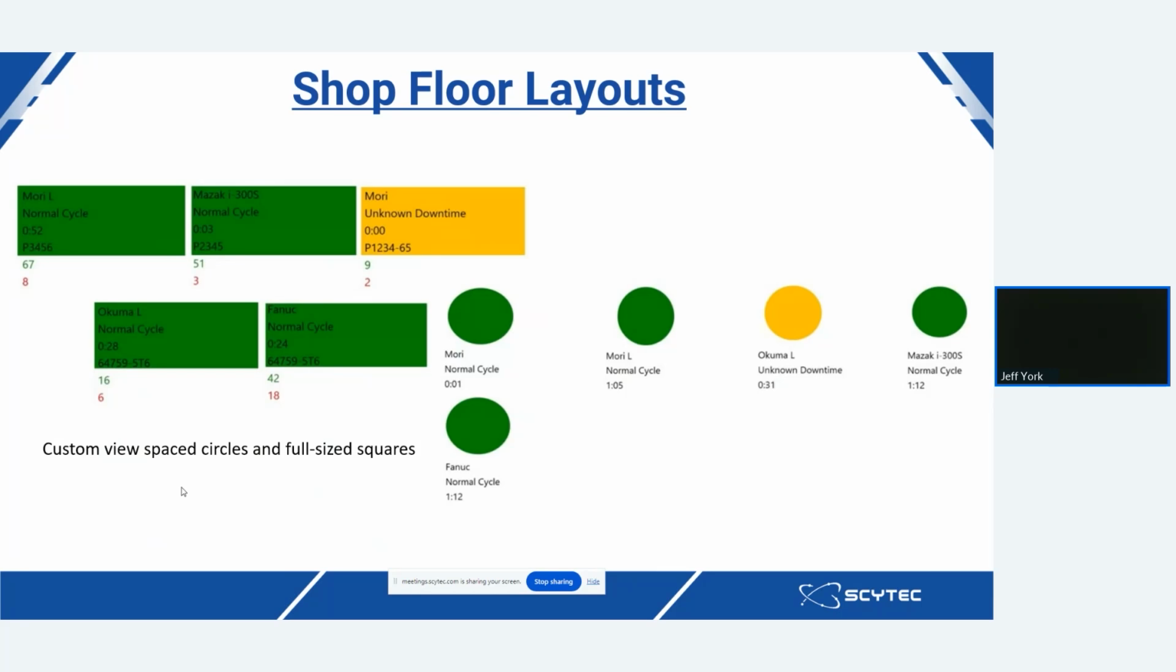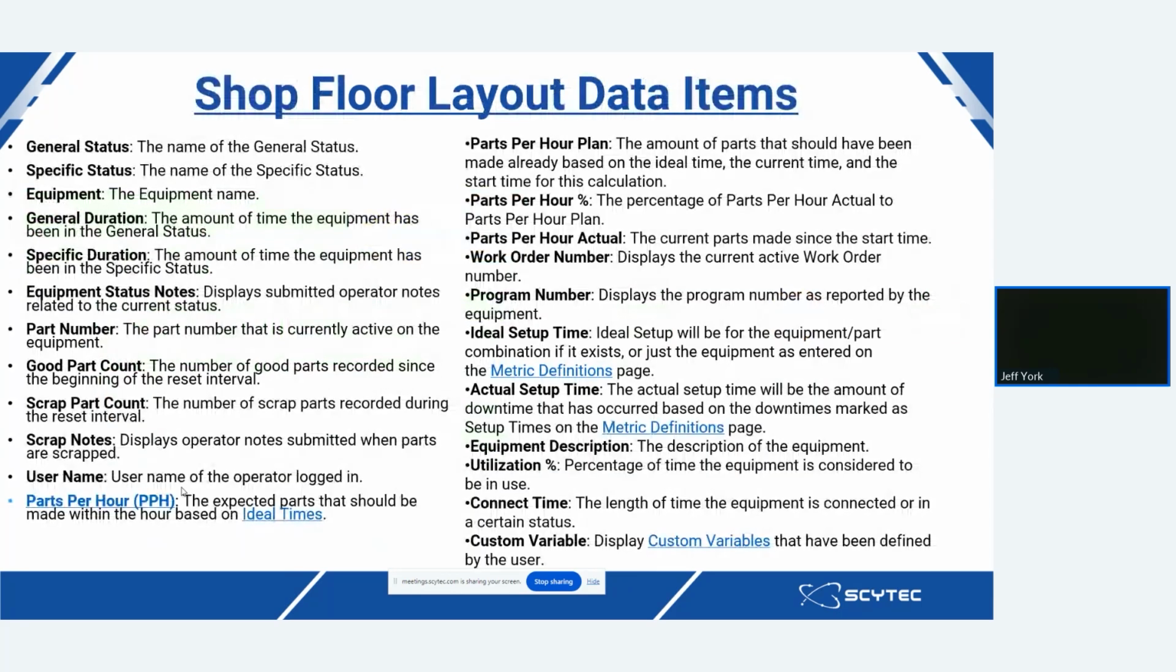or circles. And the data parameters that you can have inside of your shop floor layout are no different than any of the other data items for the things that are pulled off your machines inside of DataXchange, including general and specific equipment statuses, their durations, ideal setup times, actual setup times, utilization percentages, parts per hour, scrap part counts, etc. There is a plethora of things that you can pull off your machines and then have displayed via your shop floor layouts.